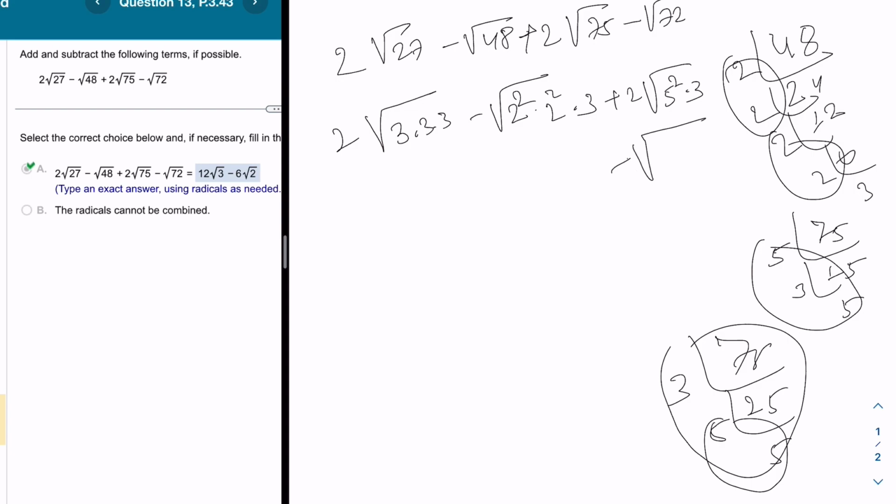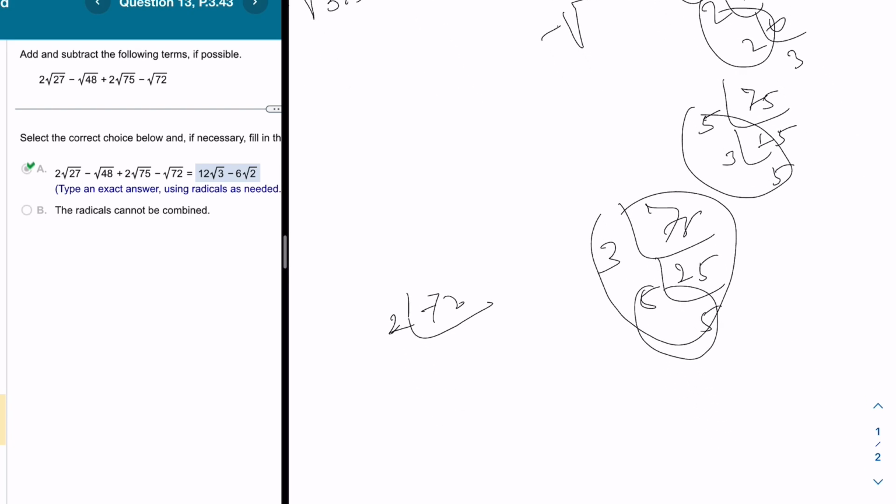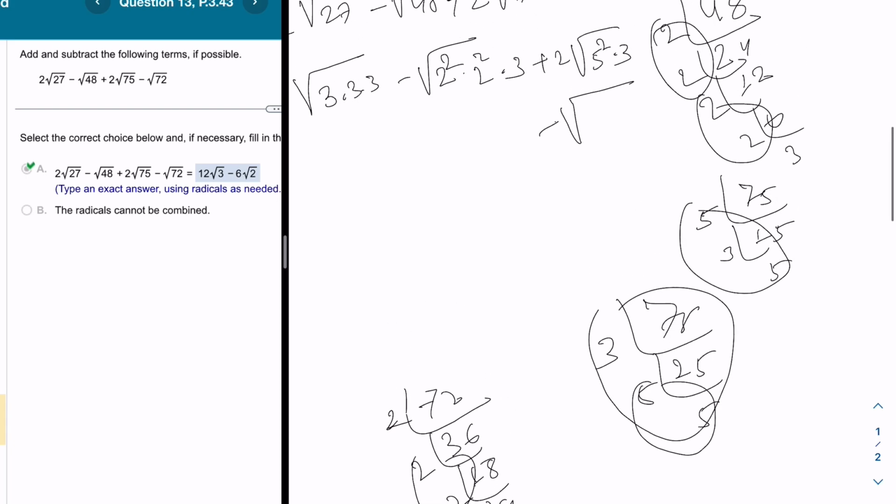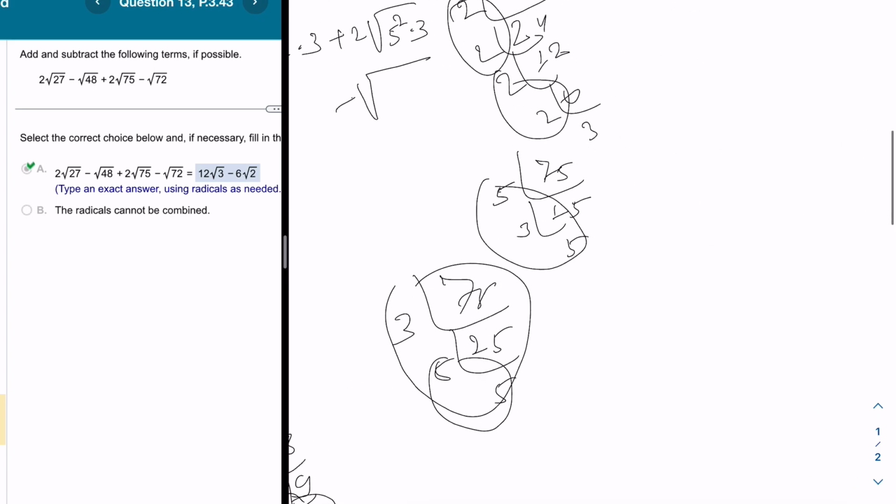Now 72 can be divided by 2, right? Because it's an even number. So 2 how much? 236, right? Then 2 18, 2 9, 2, oh sorry, 3 3s are 9. Okay, so we have 3 squared, 2 squared, 2. We can write here 3 squared, 2 squared, 2.